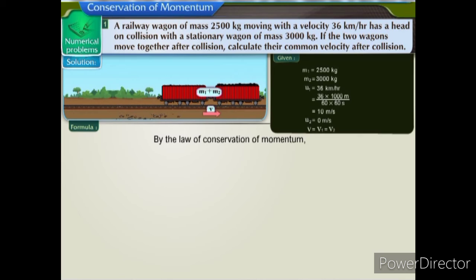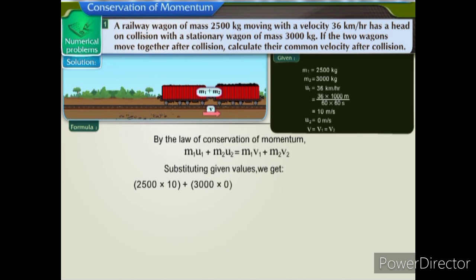By the law of conservation of momentum, m1u1 plus m2u2 equals m1v1 plus m2v2. Substituting values, 2500 multiplied by 10 plus 3000 multiplied by 0 equals 2500 multiplied by v plus 3000 multiplied by v, or 25,000 plus 0 equals 5500 into v. Therefore, v is equal to 25,000 upon 5500.